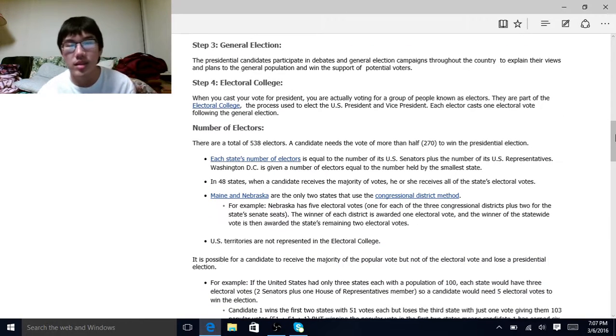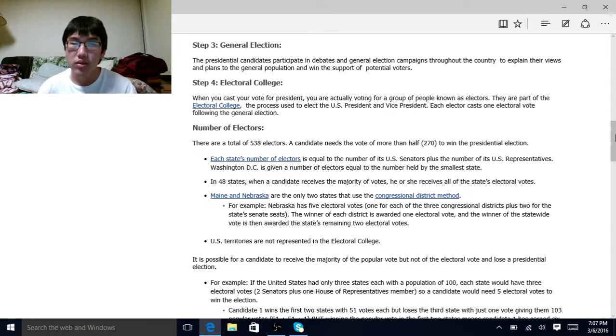General election: the presidential candidates participate in debates and general election campaigns throughout the country to explain their views and plans to the general population and win the support of potential voters. So that's what they're doing now. The candidates are going into debates and they're trying to win the support of potential voters.